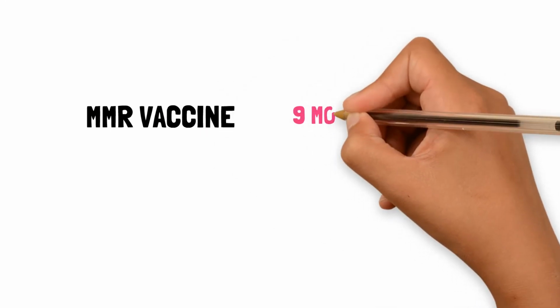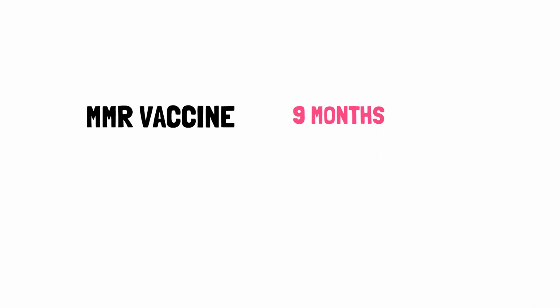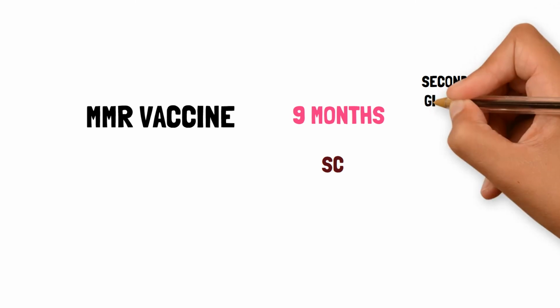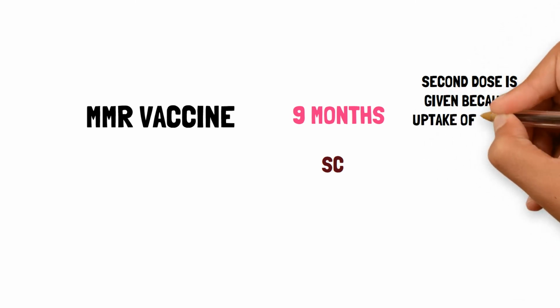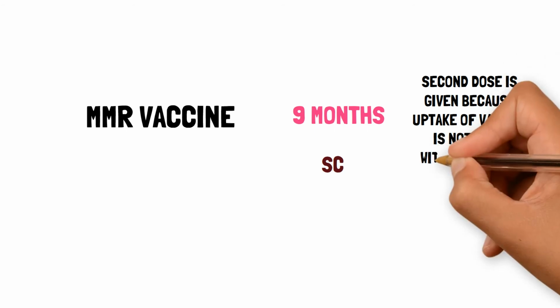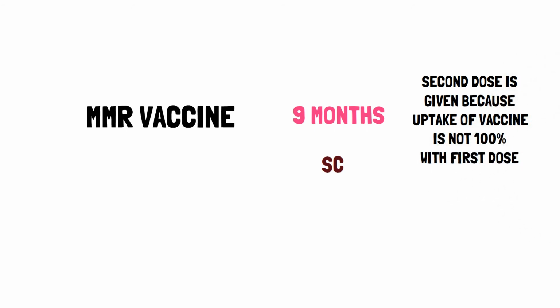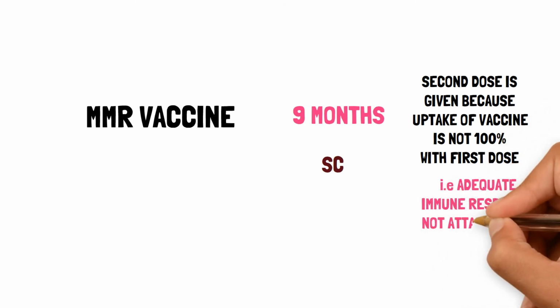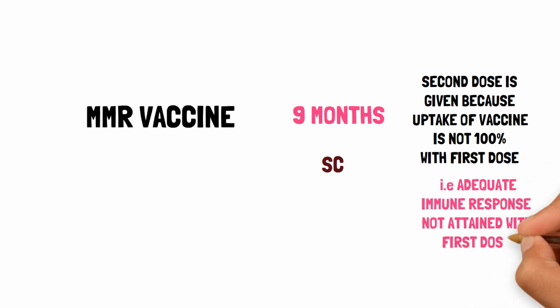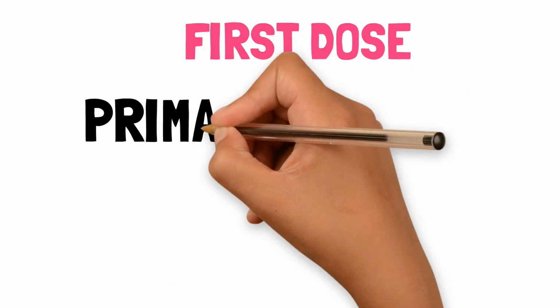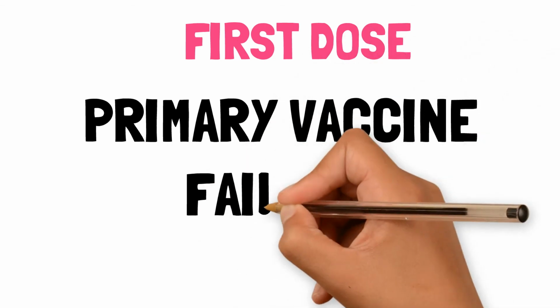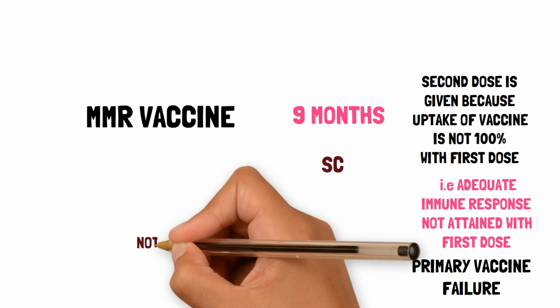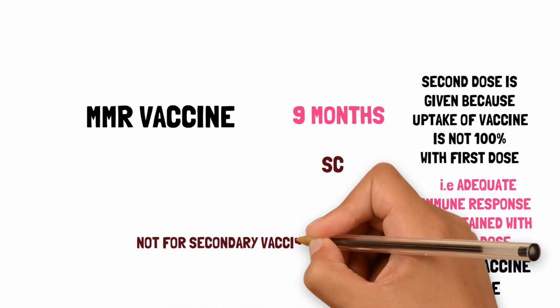One example is the measles, mumps, rubella vaccine. Here it is given at 9 months due to maternal antibodies, and it is given as a subcutaneous injection. The second dose is given because uptake of the vaccine is not 100%. That is, an adequate response is not attained with the first dose in some children. This is known as primary vaccine failure, and not for secondary vaccine failure, that is, waning of antibodies with time.